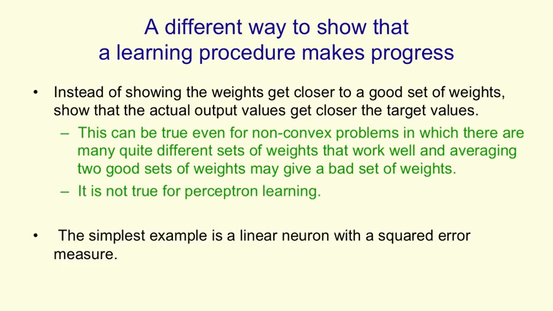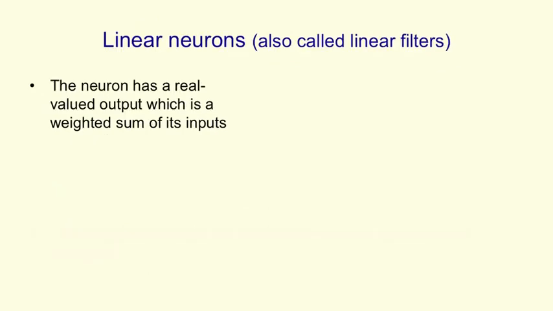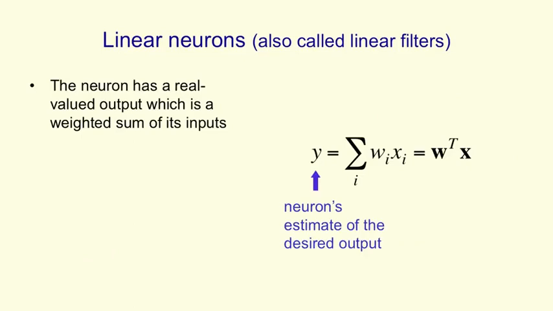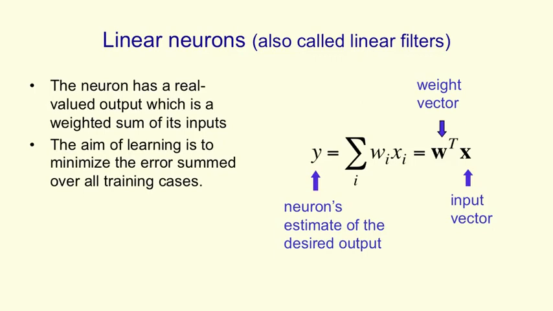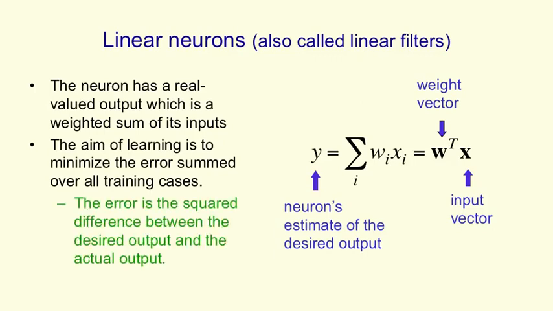The simplest example of learning in which you're making the outputs get closer to the target outputs is learning in a linear neuron with a squared error measure. Linear neurons, which are also called linear filters in electrical engineering, have a real valued output that's simply the weighted sum of their inputs. So the output y, which is the neuron's estimate of the target value, is a sum over all their inputs i of a weight vector times an input vector. So we can write it in summation form, or we can write it in vector notation. The aim of the learning is to minimize the error summed over all training cases. We need a measure of that error, and to keep life simple, we use the squared difference between the target output and the actual output.